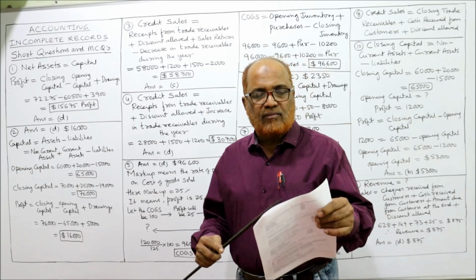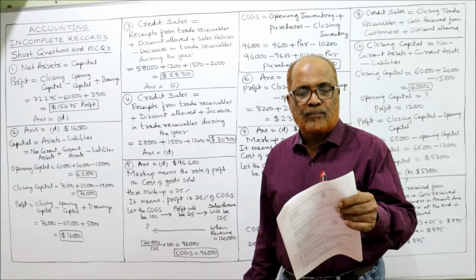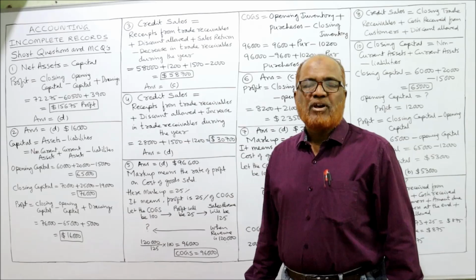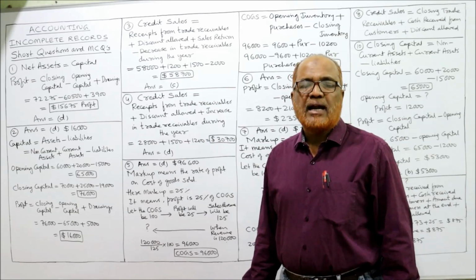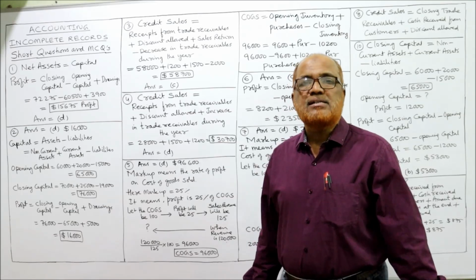Opening inventory, closing inventory given. A markup of 25% is allowed. What were the purchases for the year? We have to find out the purchases. Entirely different problem. A markup of 25% is applied.